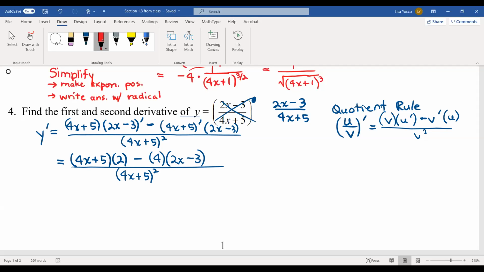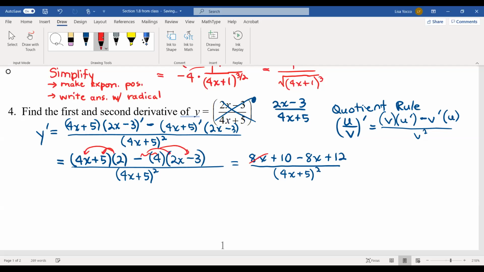All right, so now I'm working on simplifying the numerator, which means remove the parentheses, and that's going to be the distributive property. So 2 times 4x is 8x. 2 times 5 is 10. Then the minus 4 goes through: minus 4 times 2x is minus 8x. Minus 4 times minus 3 is positive 12. And that's all over that denominator squared.